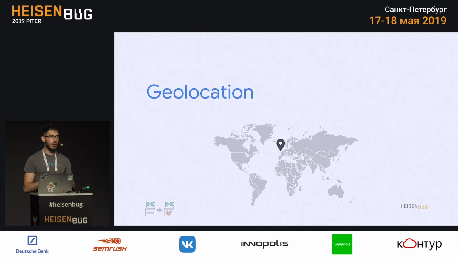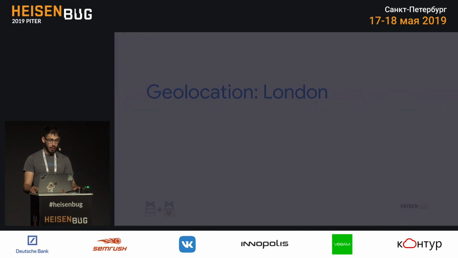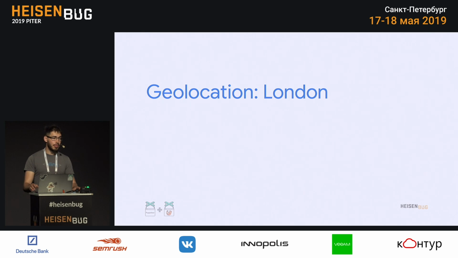Okay, so the world is global and the web is global. So your app is probably global as well. So for example, there is a map on your website and you want to show a user their location. Or another example, you have a news feed and you want to serve different content depending on the location. So how do I test this? For example, how do I test that my website works in London?